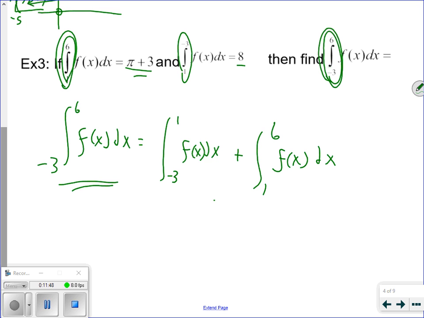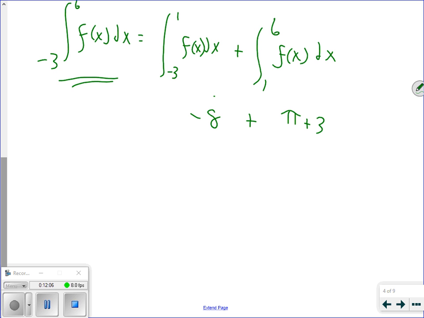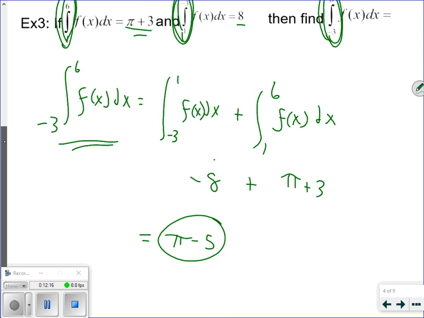Well, I know that 1 to 6 is pi plus 3, right? Well, I know that 1 to negative 3, so the upper bound to the lower bound, going backwards, is 8. So that means the reverse of that would be negative. So this will be negative 8 plus pi plus 3. So my final answer would just be pi minus 5. Okay. So utilizing some of our properties there.